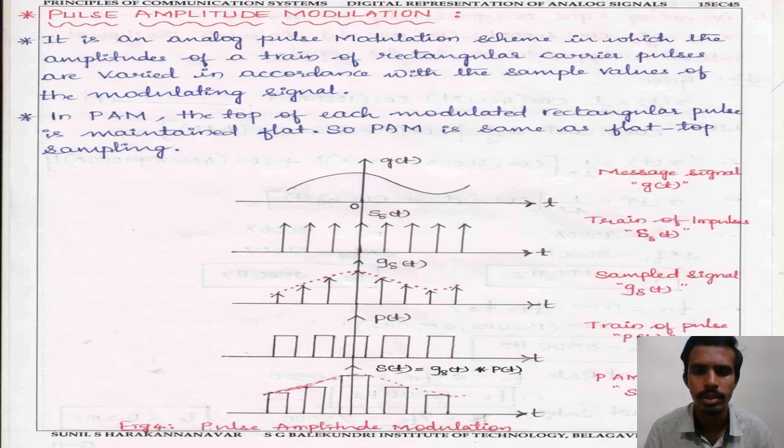From this image we can understand that there are waveforms showing the message signal and train of impulses, the sampling signal and train of pulses, and later the PAM output, the pulse amplitude modulation. In this we can see the difference, that the pulses are amplified and the amplitude is varied. So this is how the modulation occurs and this is called pulse amplitude modulation.